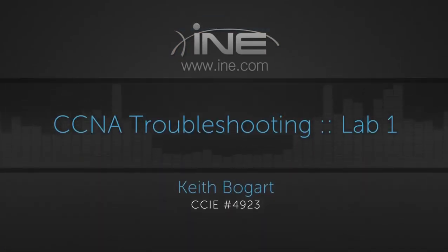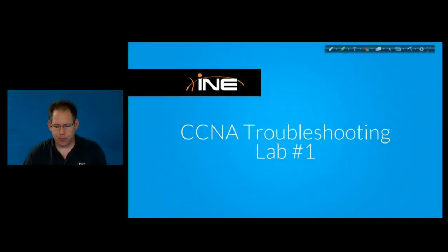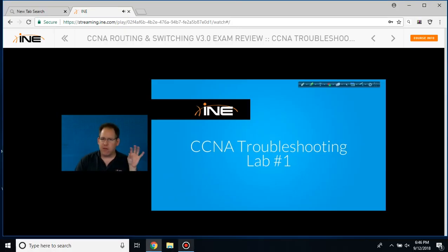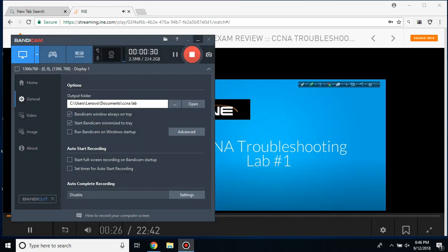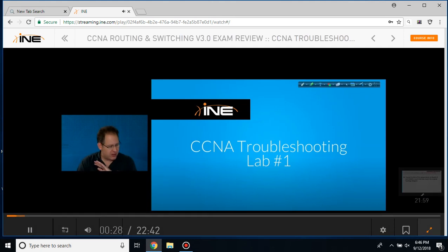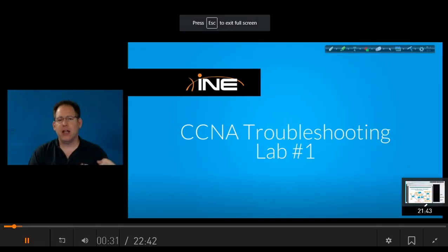So this is CCNA troubleshooting lab number 1. Once again, if you're following along with this, or if you're doing this on INE's CCNA racks, one thing I would definitely recommend is before you do this first lab, write erase all of your devices and reload them. Set them all back to factory default, then load the working configs and move on from there.